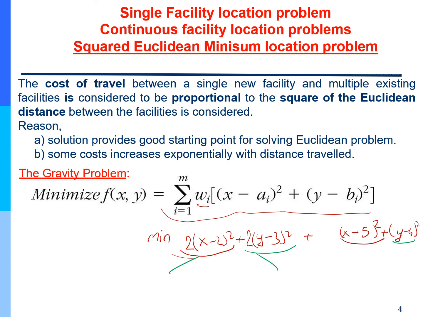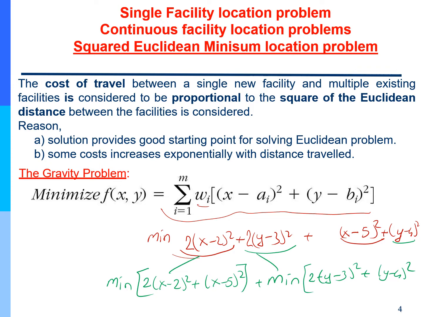which means that I can separate this into two parts, in which first I will minimize the x version, which is 2 times (x minus 2) squared plus (x minus 5) squared, and then add it to the other part, which is the minimization of 2 times (y minus 3) squared plus (y minus 4) squared. So actually I have this minimization problem and this minimization problem. And from simple calculus, I am trying to optimize this objective function with a single variable. What you can do is take the derivative with respect to x and make it equal to 0. And in order to find the optimal y value, just take the derivative with respect to y and make it equal to 0.